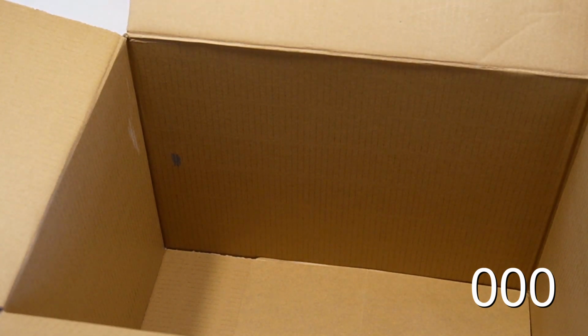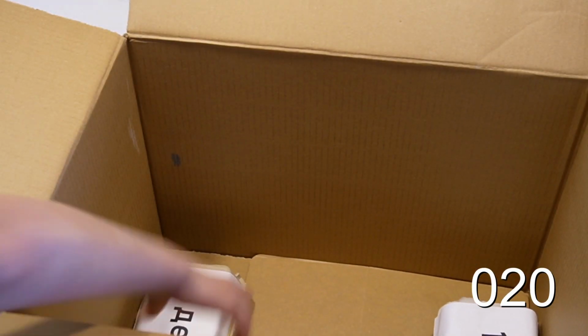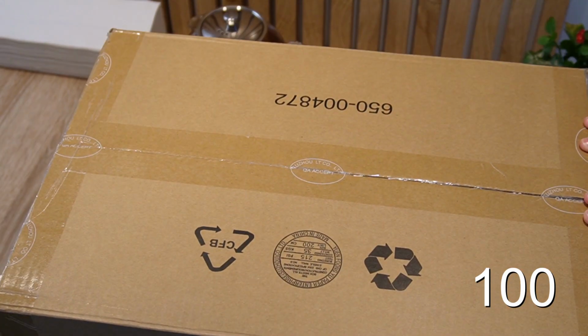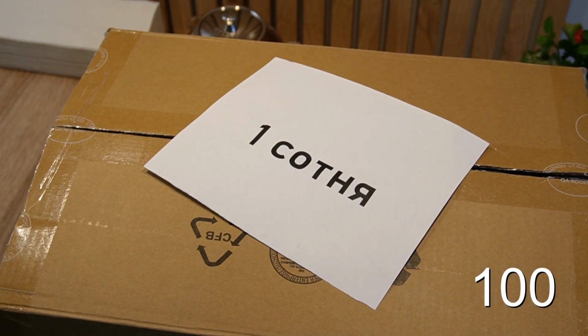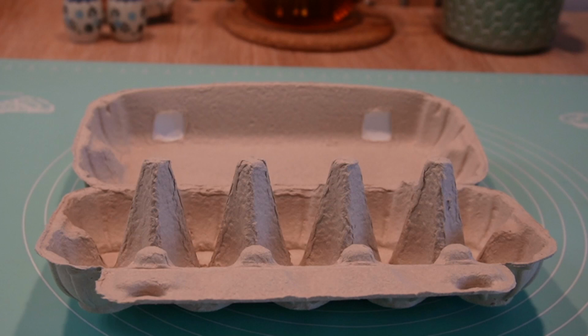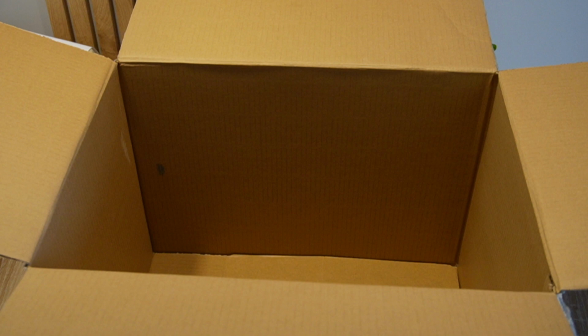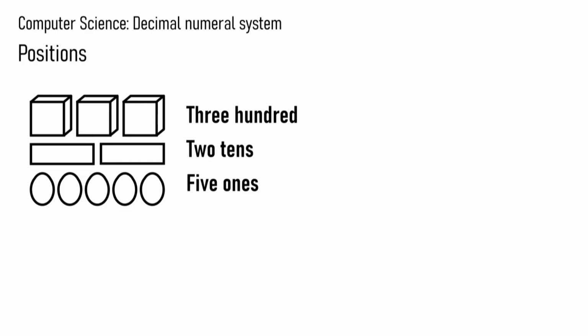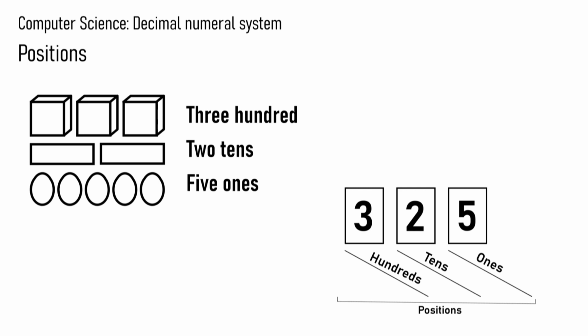Now let's count in tens. 10, 20, 30, 40, 50, 60, 70, 80, 90, and then 100. You could say that every time we run out of small boxes, we need a box 10 times bigger. Let's say you have 3 large boxes of eggs, 2 small boxes, and also 5 eggs in your store. You will say 325 and write it down briefly with 3 digits. Each is located in its own position.